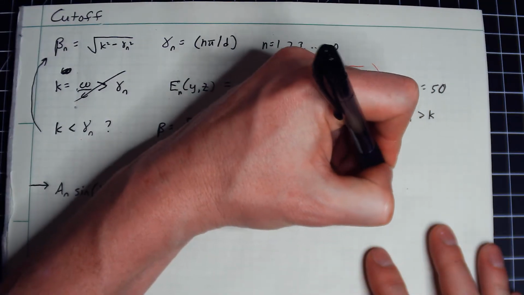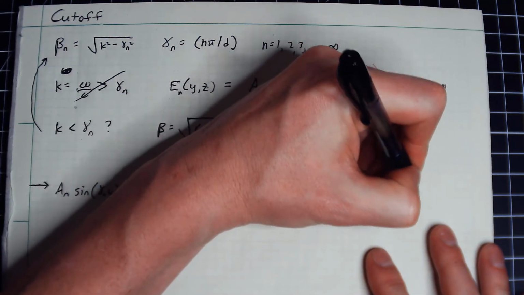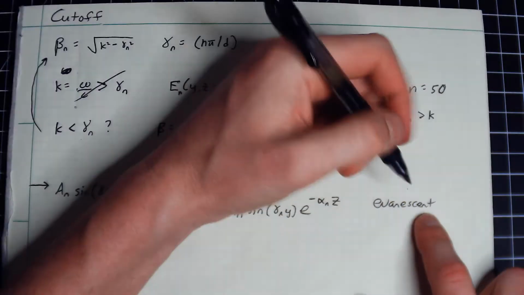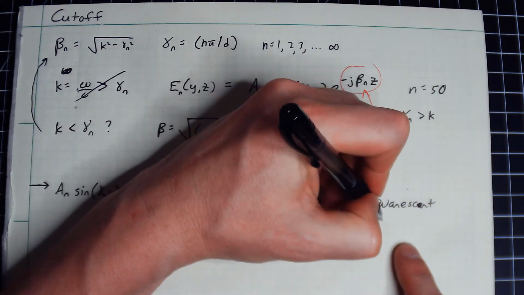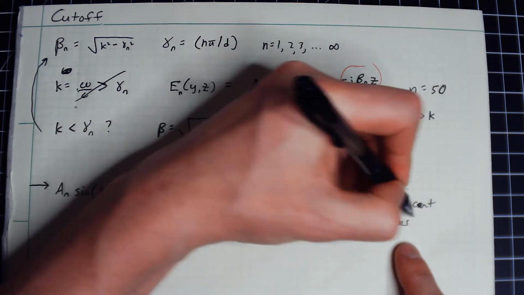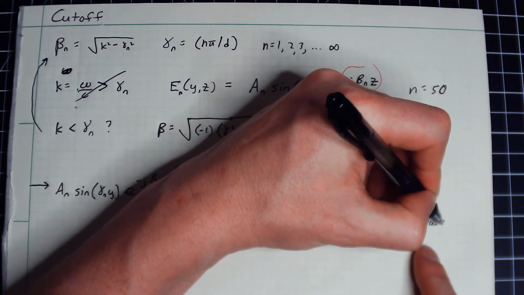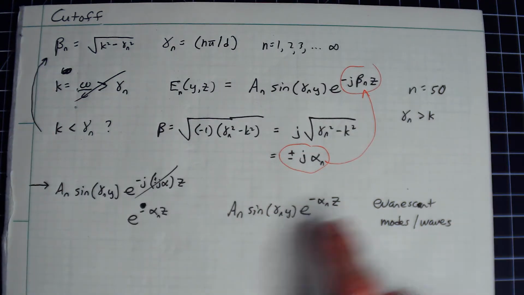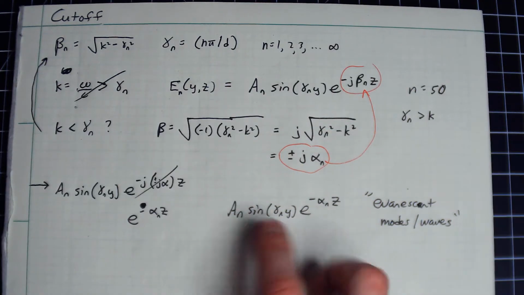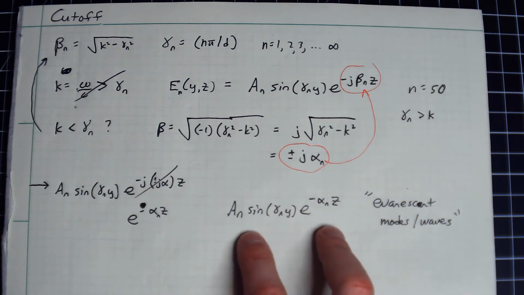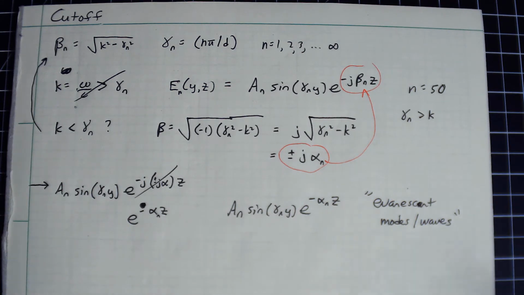So these are called evanescent waves. And I think it's an ENT, it might be an ANT, so I hope I'm not misspelling that. Evanescent modes or waves. So they're evanescent in the sense that they still satisfy the wave equation, but they're not really waves in the strictest sense. They're these things that just decay and don't really carry any real energy or power in them.